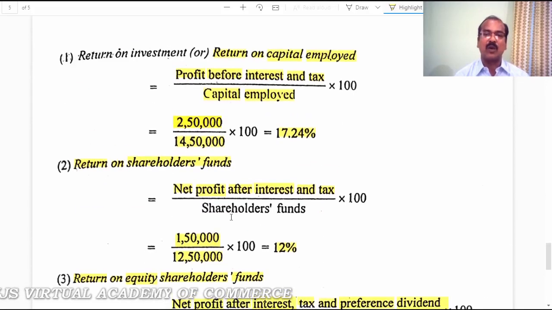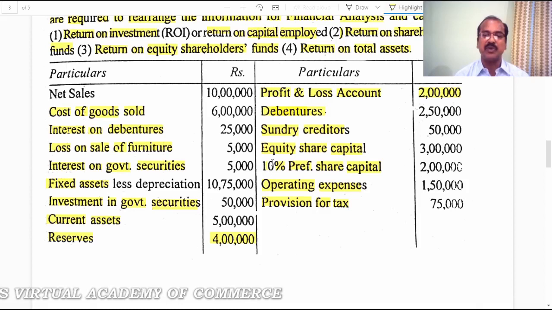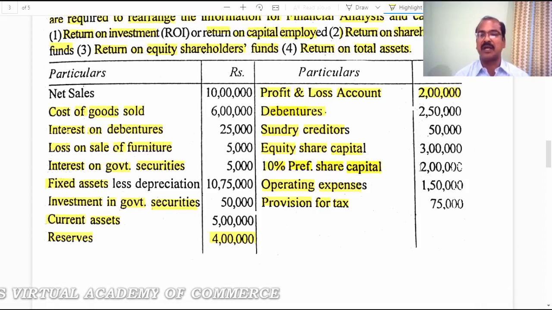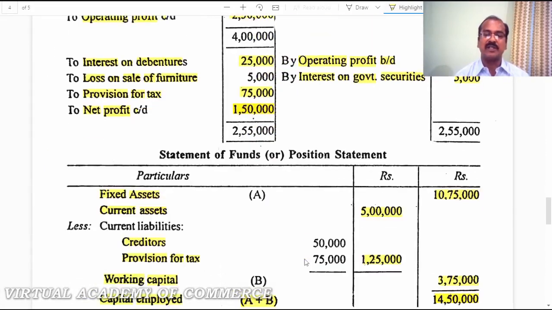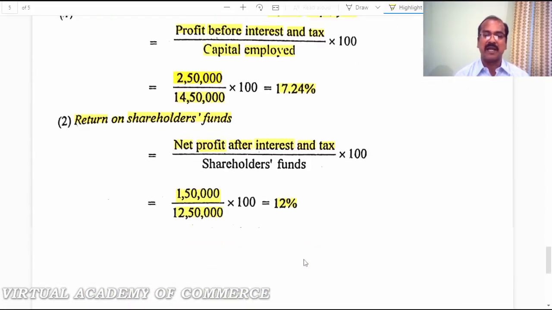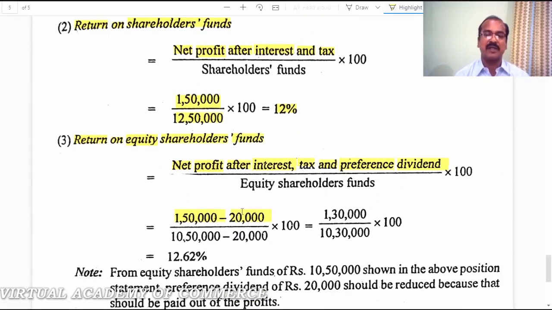How has it been calculated? Look at it. This is 10% preference share capital amounting to 2 lakh. What is 10% of 2 lakhs? It comes to 20,000 rupees, and that 20,000 rupees is subtracted here. So from the net profit after interest and tax, if you subtract 20,000 rupees preference dividend, you find the balance 1,30,000. That is the profit available for equity shareholders.